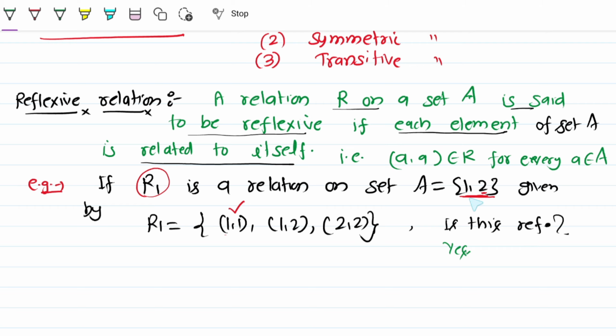Suppose the same set A, and I am changing the relation. Another example: R2 is a relation on set A, 1 comma 2, given by R2 is (1, 1), (1, 2).